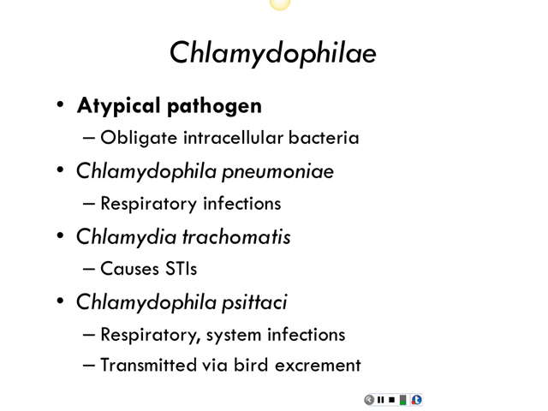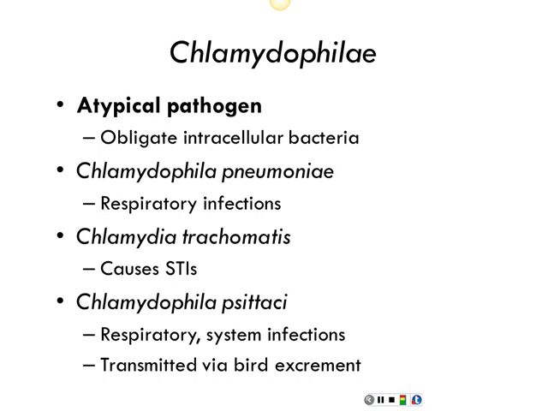From a respiratory standpoint, it accounts for about 10% of all of our community-acquired pneumonias. And then the trachomatis, which we see with sexually transmitted infections. And then the psittaci, which we get from birds. So if you've got a bird at home, you can get that psittaci. And we're going to use atypical antibiotics against all these, so azithromycin is going to be our workhorse against those pathogens.